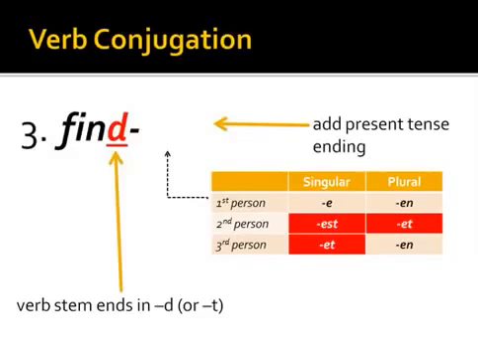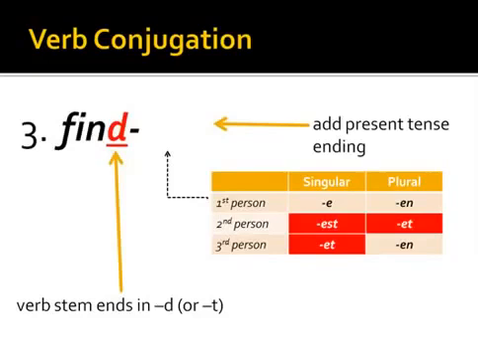Findt. Or if I'm using the second-person singular du, du findst. It's hard to pronounce. So essentially, this exception is trying to make the verb more pronounceable. So it's an exception, it's something to remember, it's extra work that we have to do, but in the long run it's trying to make life easier for us.